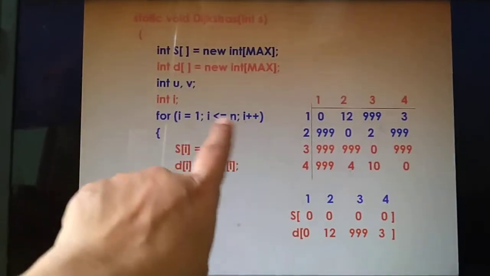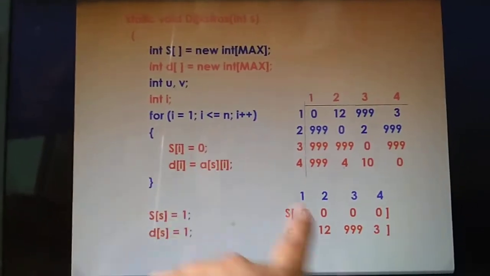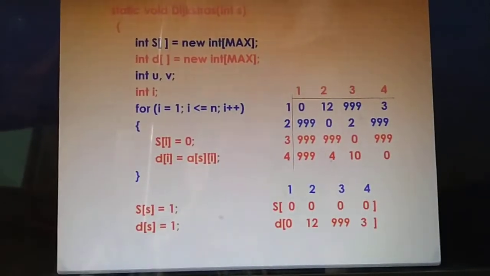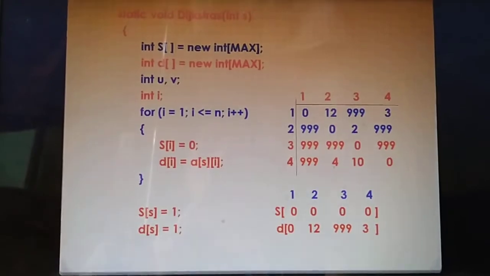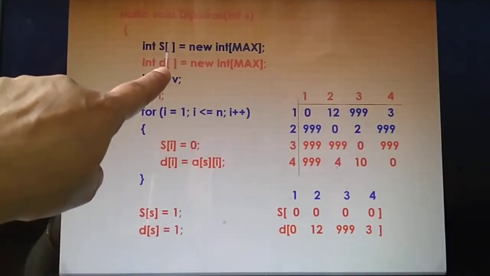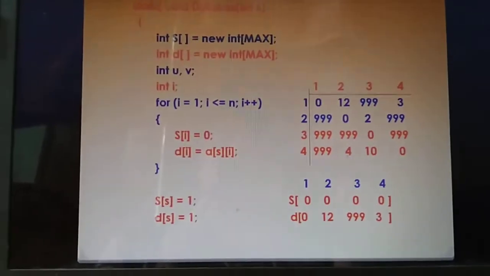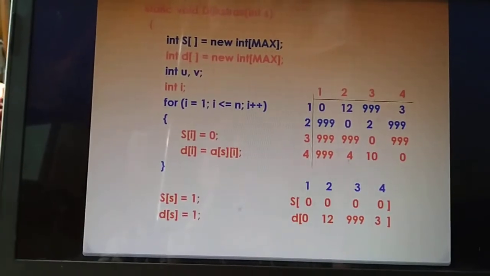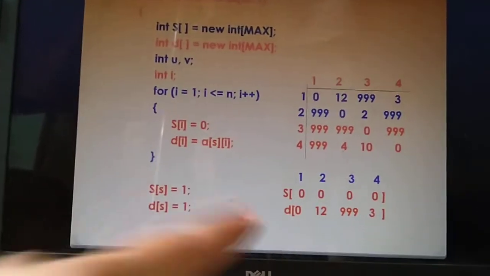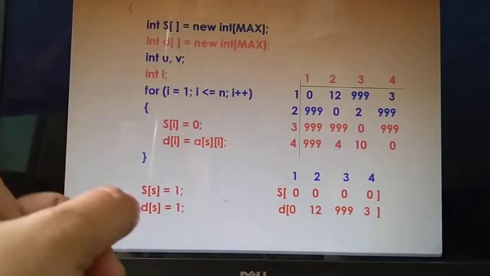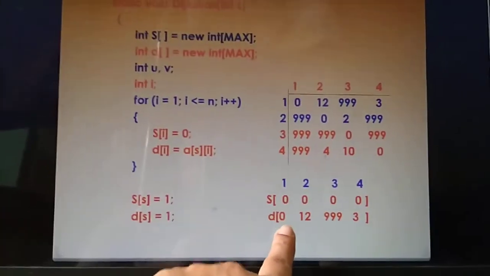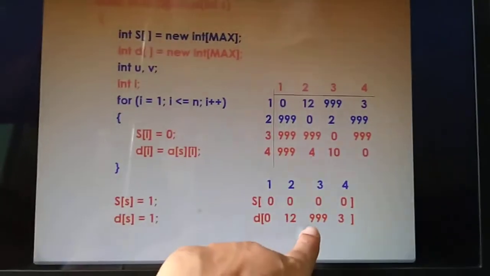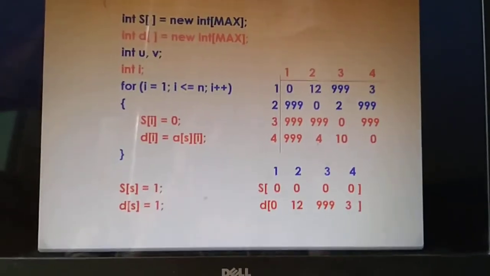Initially, for i equal to 1 to n, I am making all of them unvisited vertices: 0, 0, 0, 0. All the 4 vertices are unvisited. Next, I am considering one more array, that is D. It represents the distance vector, meaning the distance from the source vertex to all other vertices. The source vertex we have considered is 1. So 1 to 1 is 0, 1 to 2 is 12, 1 to 3 is 999 and 1 to 4 is 3, the first row.